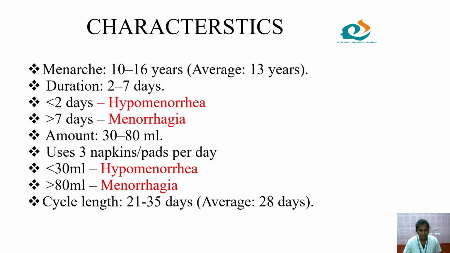Characteristics: menarche at 13 to 16 years. Duration 2 to 7 days; less than 2 days is hypomenorrhea, and more than 7 days is menorrhea. Blood loss is 30 to 80 ml per day, using about 3 napkins or pads per day. Less than 30 ml is hypomenorrhea, more than 80 ml is menorrhea. Cycle length is 21 to 35 days, average 28 days.